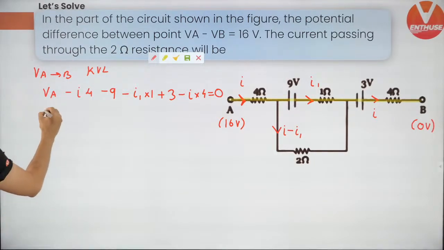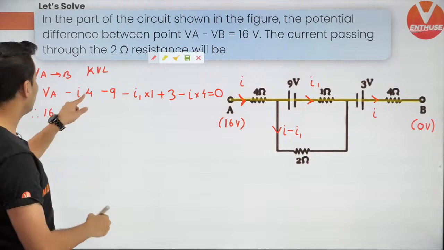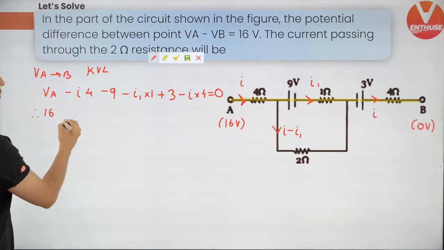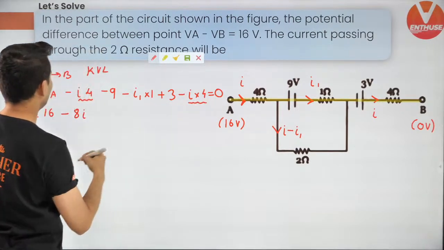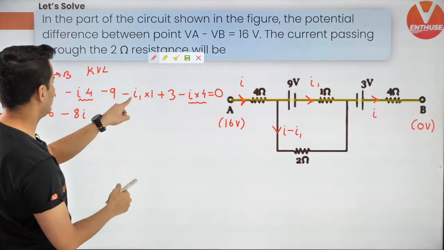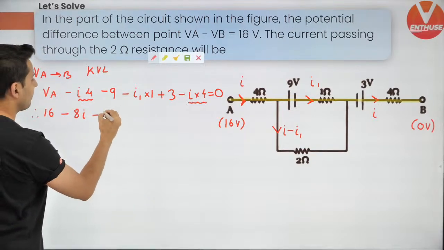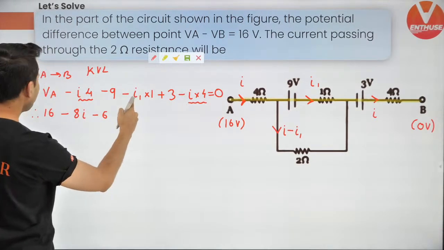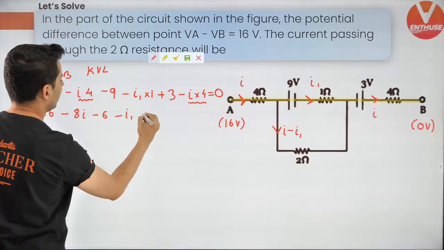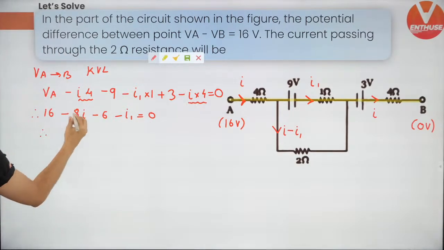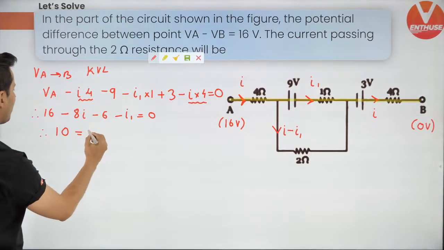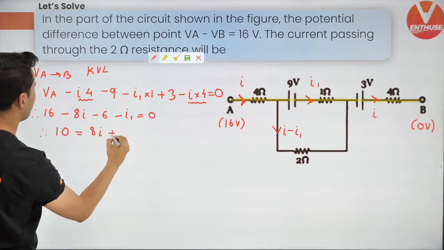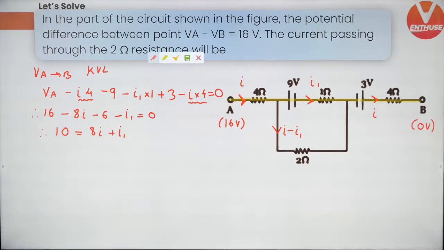What is the potential at point A? It is 16. I just told you. Now 4I and 4I is going to make it minus 8I. And you have minus 9 plus 3, which will make it minus 6. And you have minus I1 over here, and that should be equal to 0. Therefore, you will have 16 minus 6 is 10, which is equal to 8I plus I1. Just check this out, guys, if you're getting it.